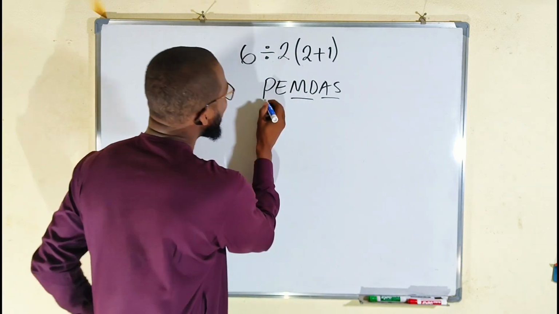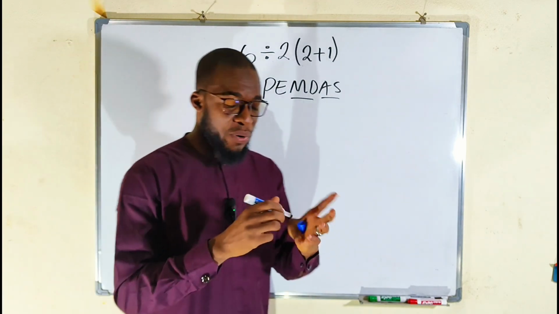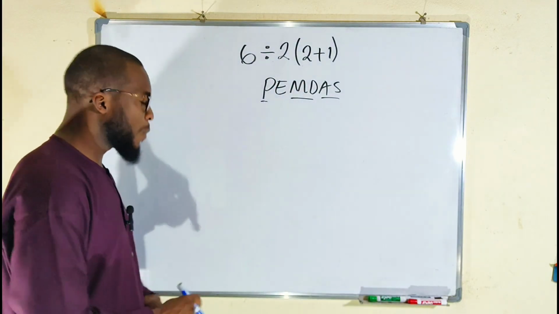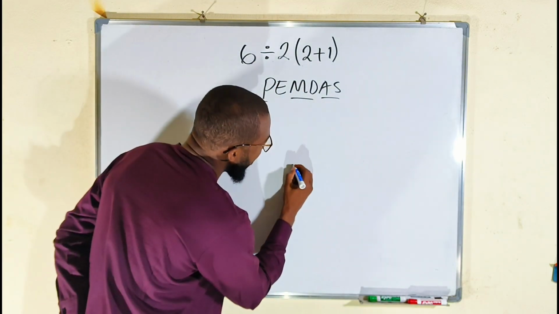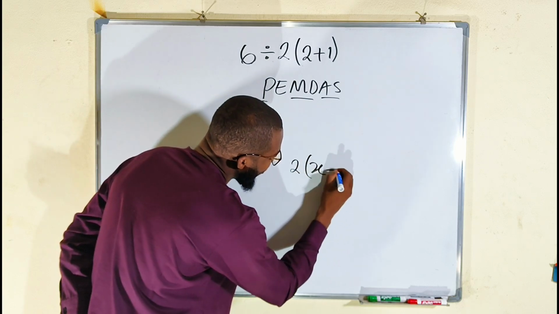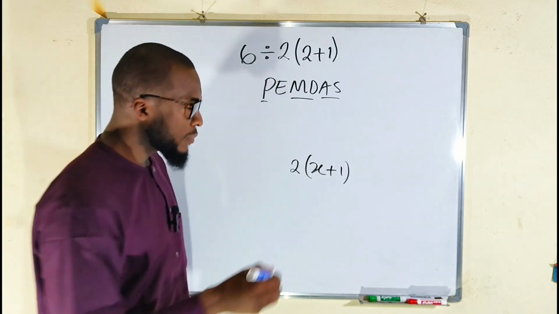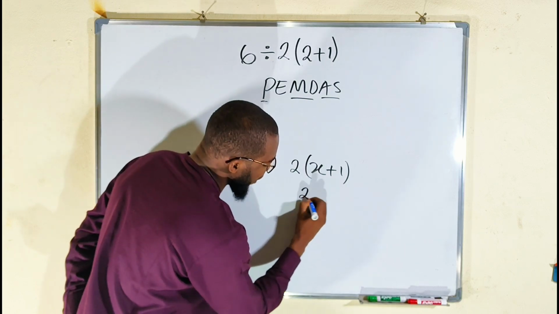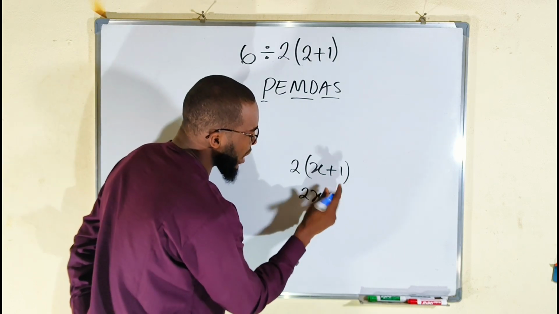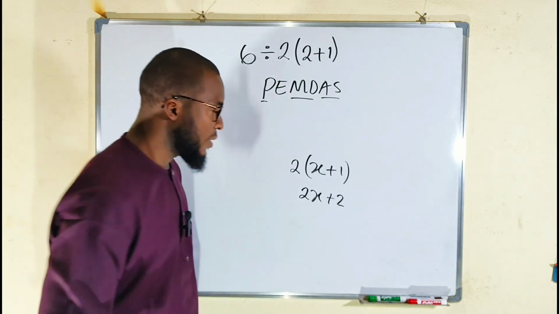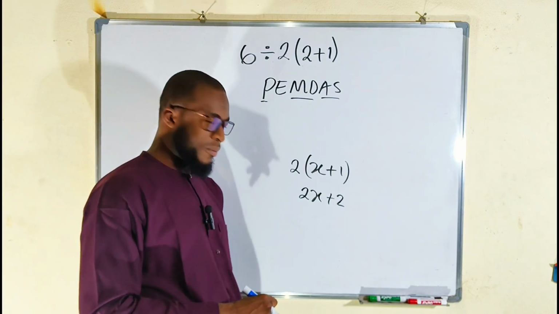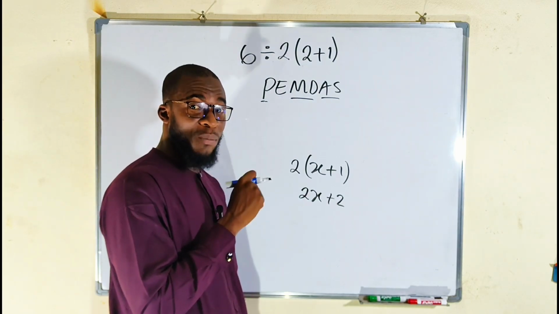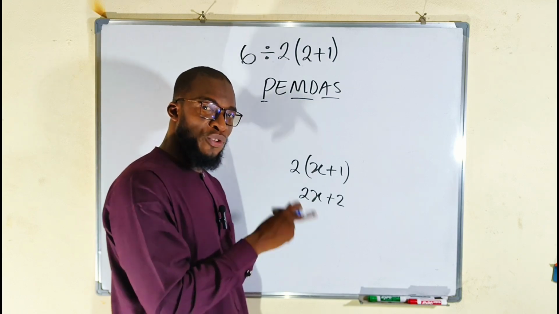All right, but what does this P stand for? It means parenthesis. So that is where we have this different perception. Remember, if you have 2 multiplied by x plus 1, for example, 2 times x is 2x, 2 times 1 is 2. Did you know what I have just done? This is called distribution. In mathematics, we call this distribution.